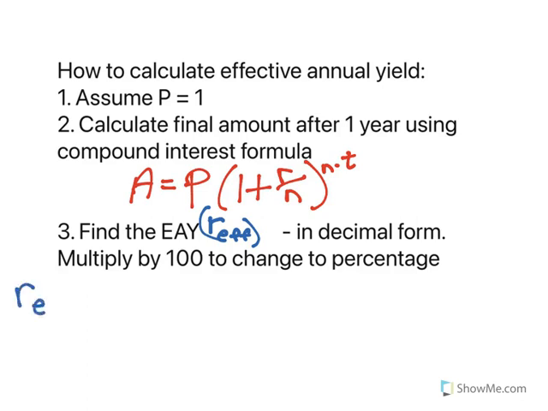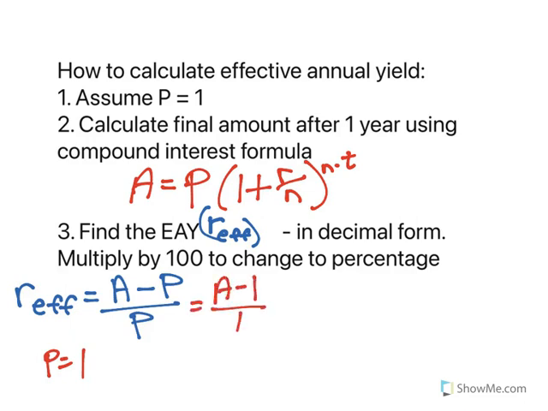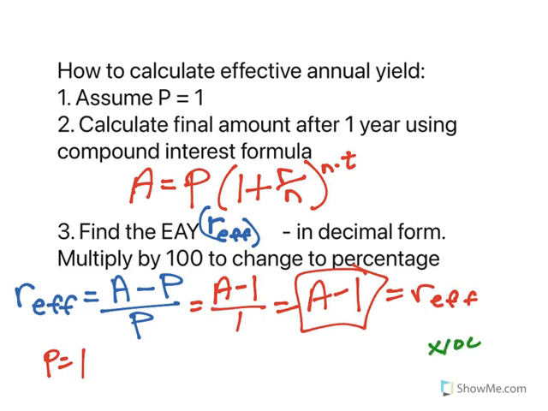So the rate in its effective form is found by taking the ending amount minus the principal, divided by the principal. Now again, for our example, P is 1. So this is the same as taking A minus 1 all over 1. Well, if you take A minus 1 over 1, that's just the same as A minus 1. So we're going to take the ending amount, subtract 1, and that's going to give us our effective annual rate. Once again, we're going to want to multiply by 100 to turn that into a percent.